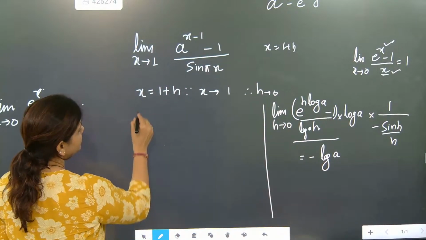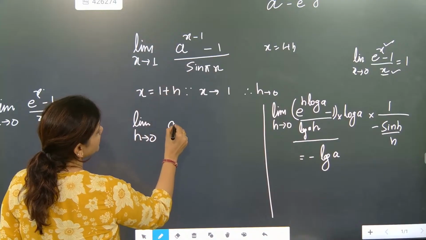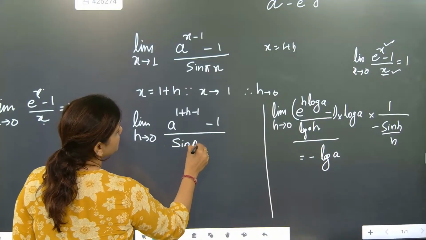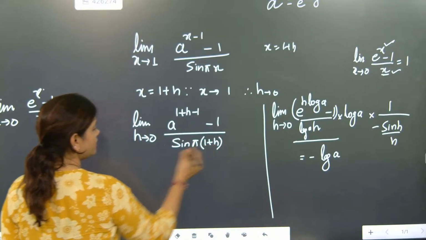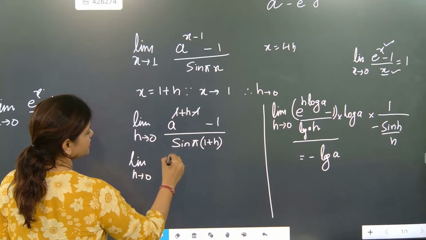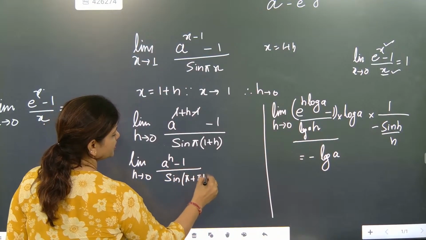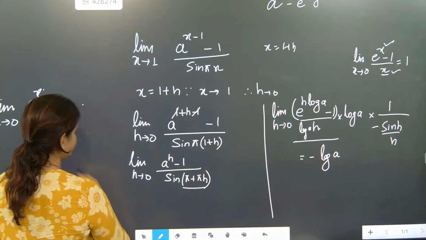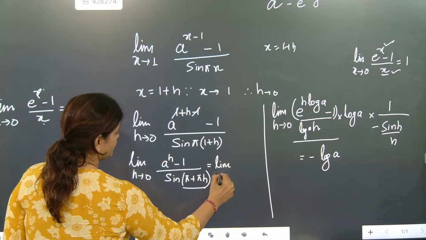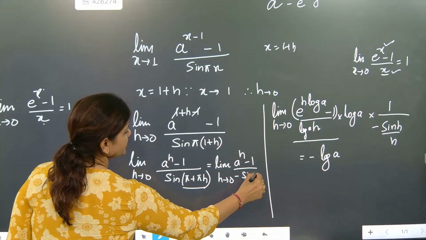Limit, once we have converted it into h, it will become limit h tends to 0, a to the power 1 plus h minus 1 by sin pi into 1 plus h. Now pi will go and distribute. Limit h tends to 0, a, this and this got cancelled, h minus 1 by sin pi will go inside, pi plus pi h. Done. Now pi plus theta is the third quadrant. In this quadrant, sin will be negative, so it will become limit h tends to 0, a to the power h minus 1 by minus sin pi h.